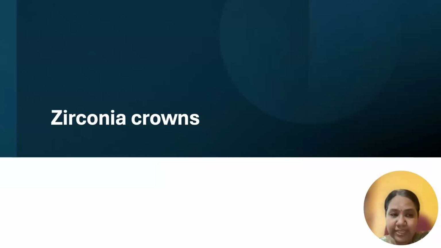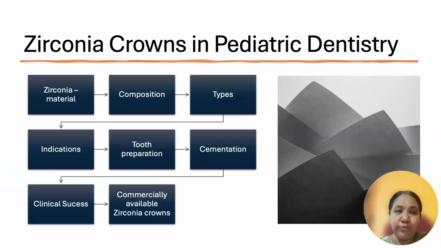So having talked a little bit in general about aesthetic restorations and aesthetic crowns, let's move into zirconia crowns in pediatric dentistry. In this topic, we will be looking at zirconia, the material, the composition of the crowns, the different types of crowns, the indications, the tooth preparation, how we cement them, clinical success, and a few of the commercially available zirconia crowns.